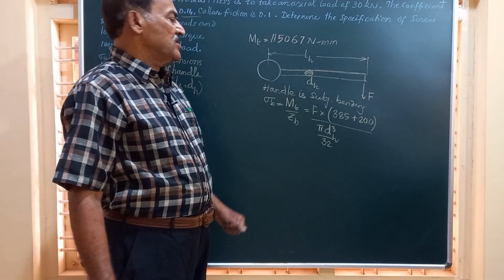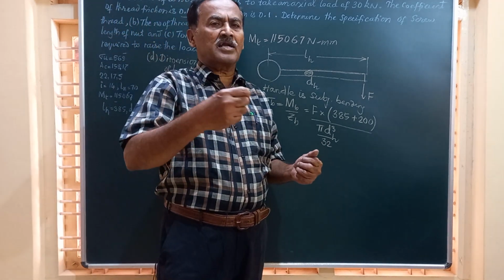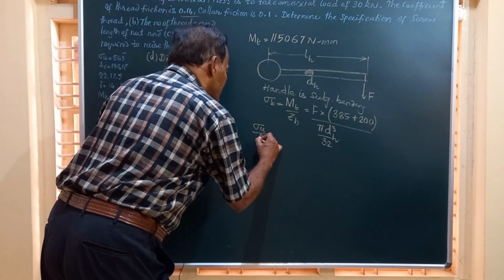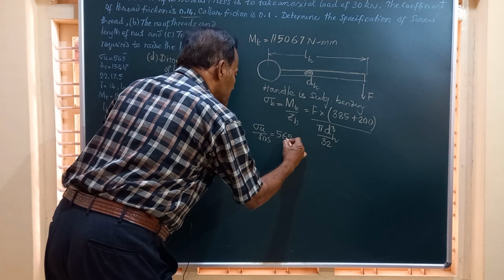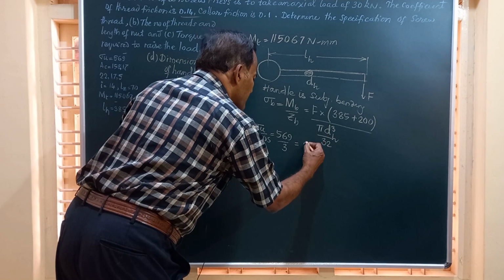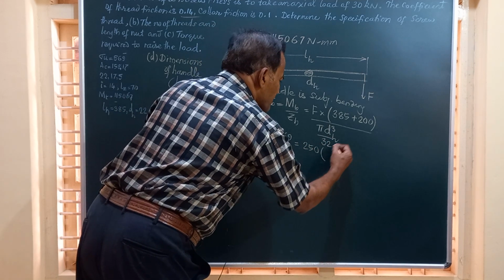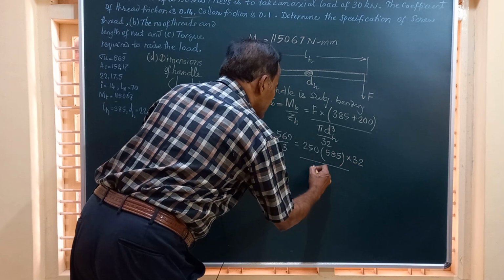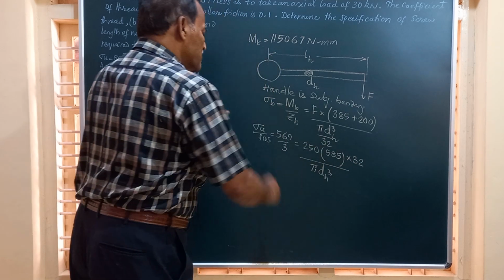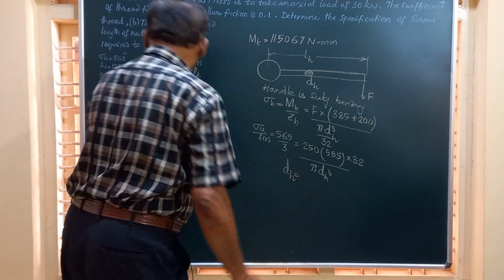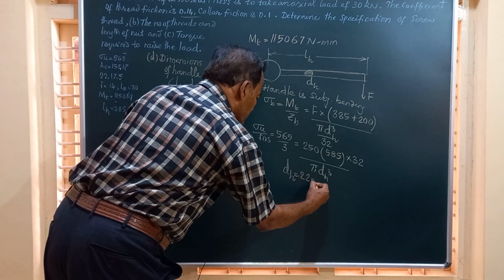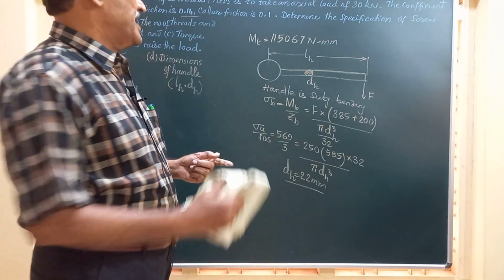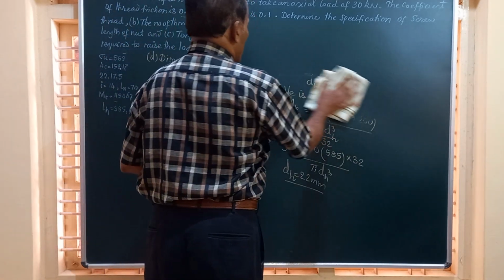What is the bending stress, friends? So we know the value. We will assume both the screw rod and the lever are made of the same material, for which sigma b will be sigma u by factor of safety, that is 569 by 3, which is equal to F, that is 250 into (385 plus 200), multiplied by 32 and divided by pi DH cubed. Friends, you will be able to solve for DH, that is the diameter of the handle, as 22 mm. So friends, we are able to design the handle, that is we found out what is the length of the handle required and what is the diameter of the handle required.